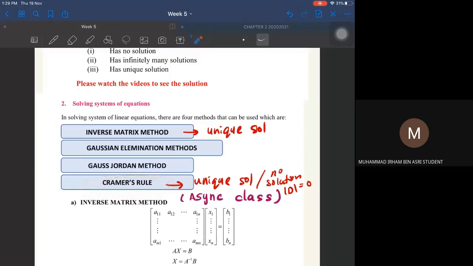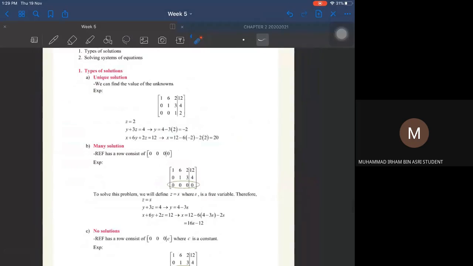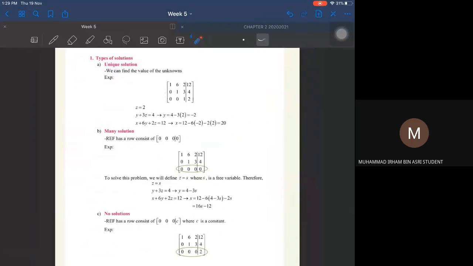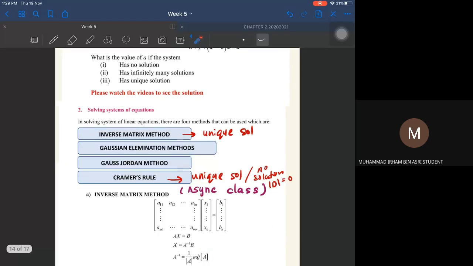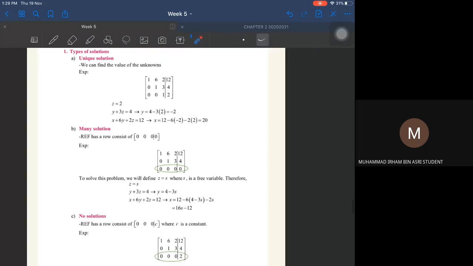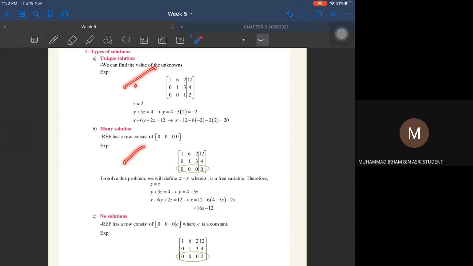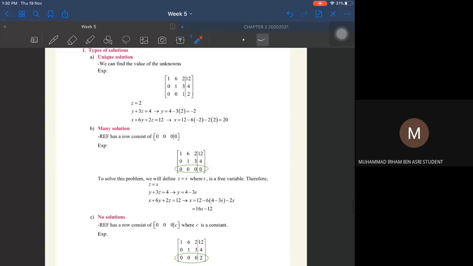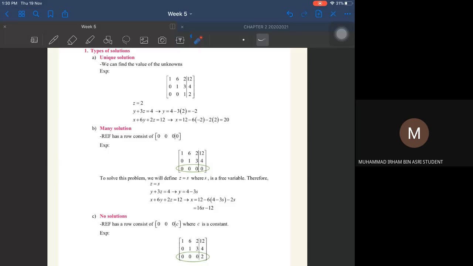Okay. Untuk this one, kalau you tengok ni, you ada dalam bentuk augmented form. Okay. Maksudnya bila kita solve operation sama ada menggunakan Gaussian elimination ataupun Gauss-Jordan method, you akan end up dengan either one of these solution. Sama ada unique, many or no solution. So I will explain briefly apa maksud salah satu ni. In the next class kita akan buat example supaya you nampak benda tu.